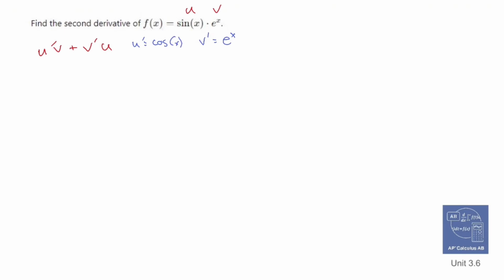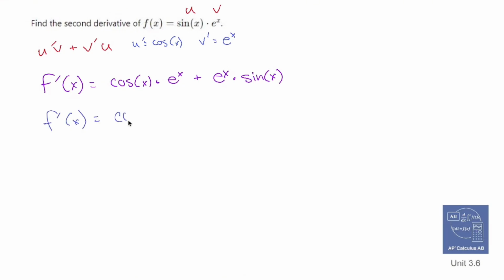Now, the first derivative then is going to be f prime of x equals u prime v, so cos x times v, which is e to the x, plus v prime, which is e to the x, times u, which is sine x. So let's clean that up just a little bit. F prime of x equals cos x times e to the x plus sine x times e to the x.